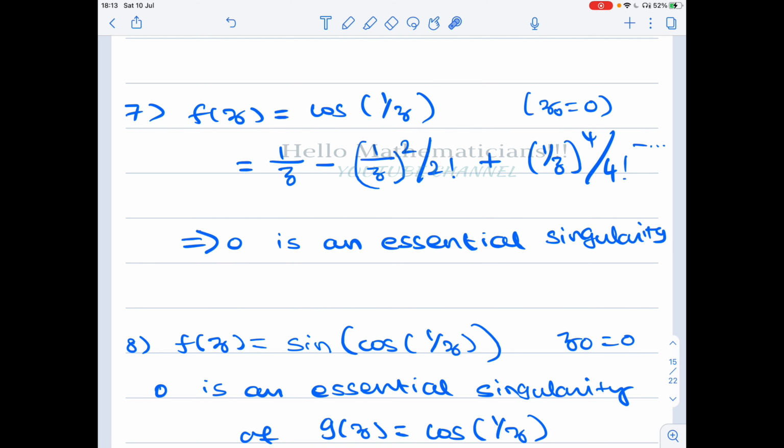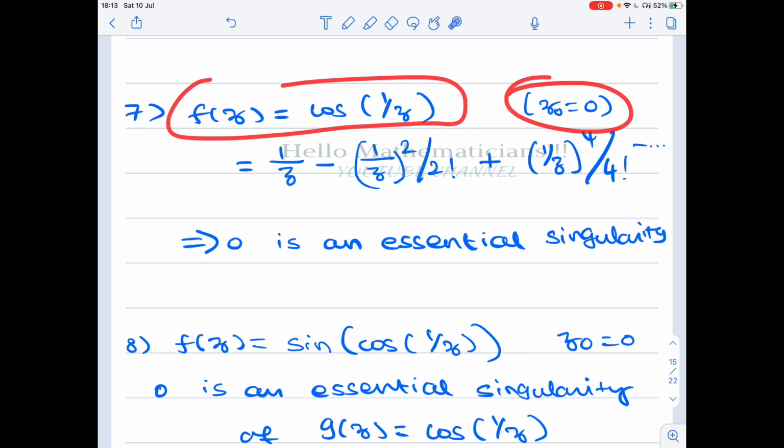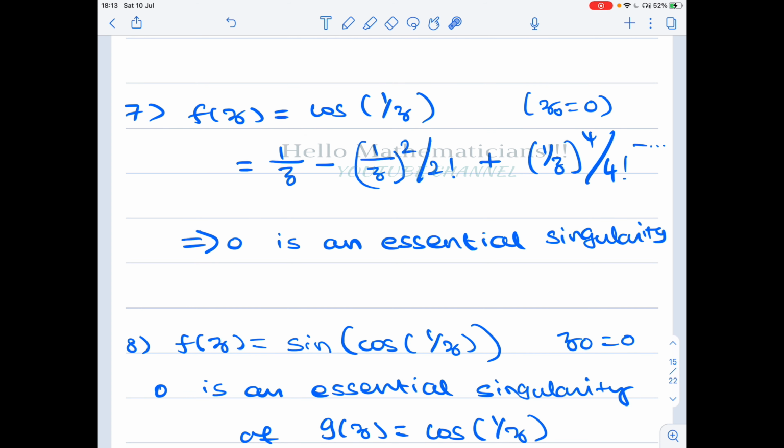Now look at the function f of z equal to cos of 1 by z. At z not equal to 0, we want to know the behavior, so we just expand the series. This will be the Laurent series expansion of this function in an annular region about 0. Then you see there are infinitely many negative powers of z. Therefore, 0 is an essential singularity.